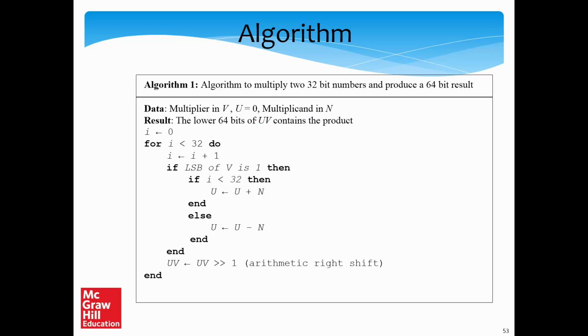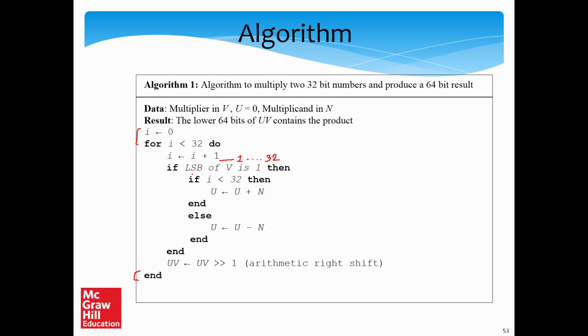Essentially, to avoid overflows, we made U a 33-bit register. So the lower 64 bits of the UV register combined will contain the product at the end. What we shall do is start a for loop that will iterate 32 times. Standard way, we have a variable and we iterate 32 times. So essentially I will go from 1 to 32, because there are 32 bits.